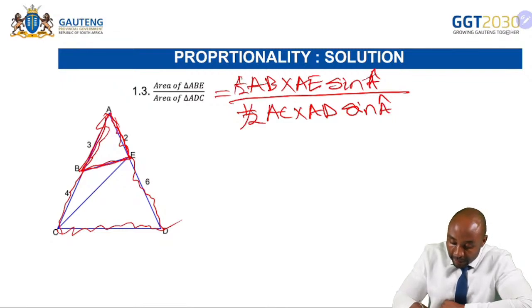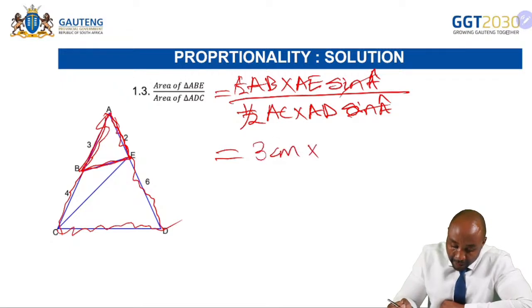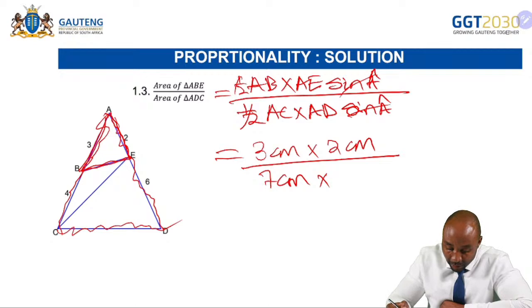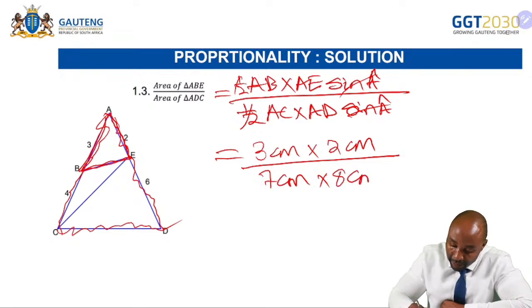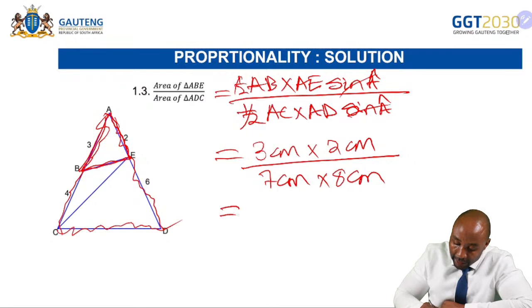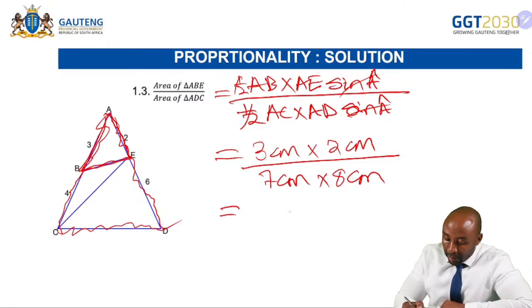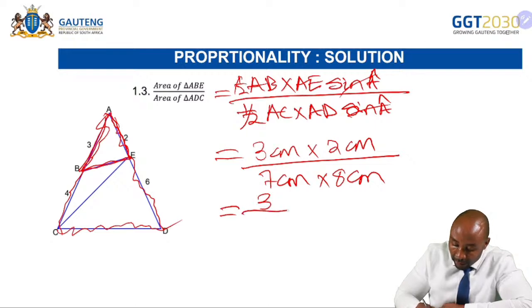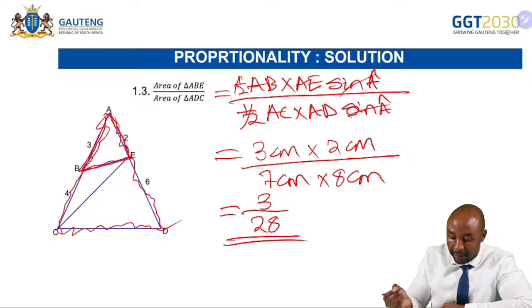Then we know what's going. Our AB, we are reading it from the diagram, is 3 centimeters. And our AE is 2 centimeters over. Our AC is going to be 7 centimeters. And our AD is going to be 8 centimeters. And this is going to give us 6/56, which is the same as saying 3/28 as our solution.